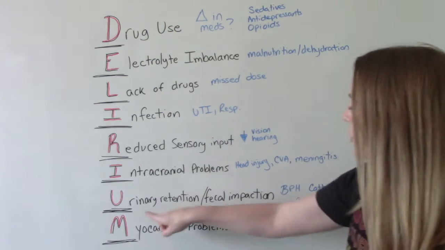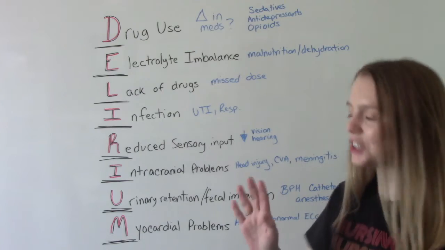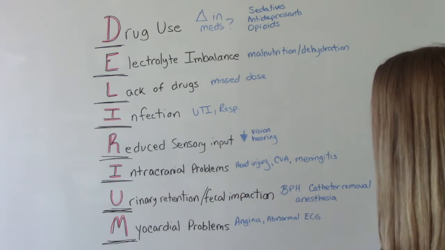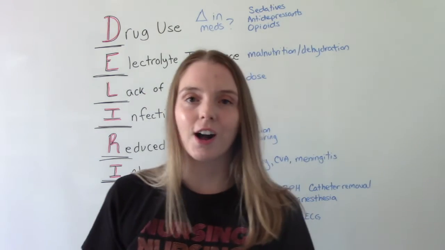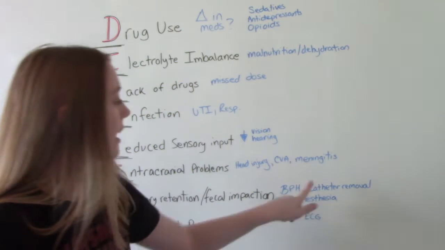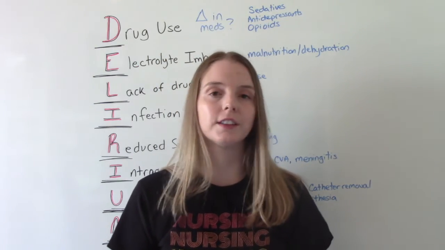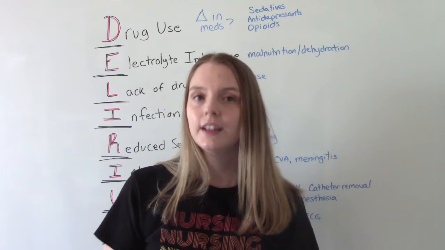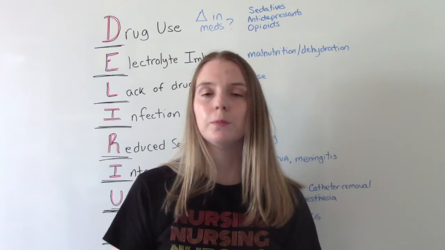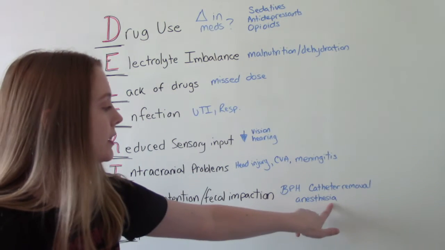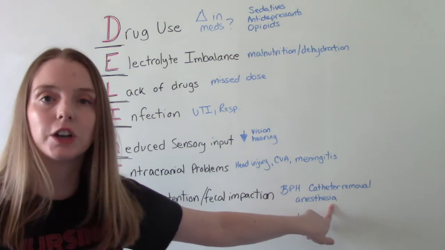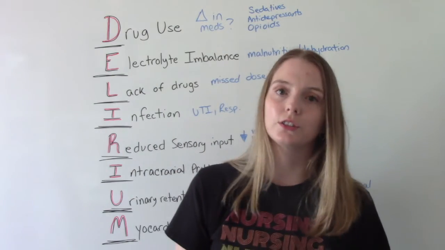U stands for urinary retention / fecal impaction. So things that can cause urinary retention, BPH, which is common in the older adult man. Catheter removal. So if they've recently had surgery or they've recently had an indwelling catheter, sometimes after it's removed, people can experience retention. And then recent exposure to any sort of anesthesia. Maybe they've had a procedure or a surgery recently.